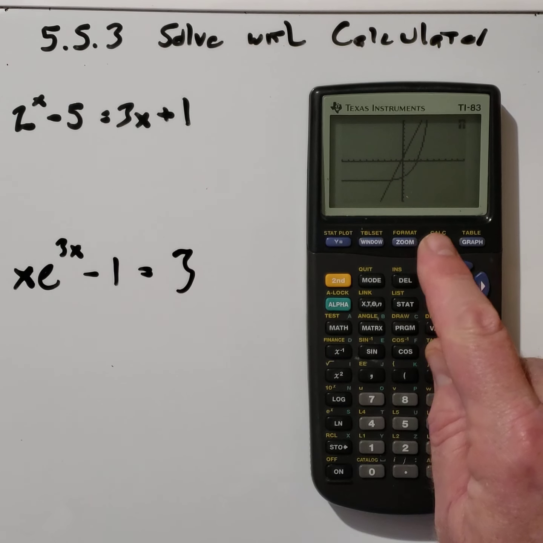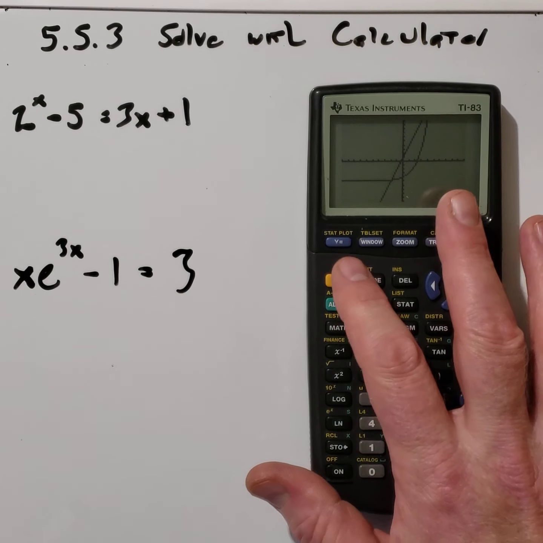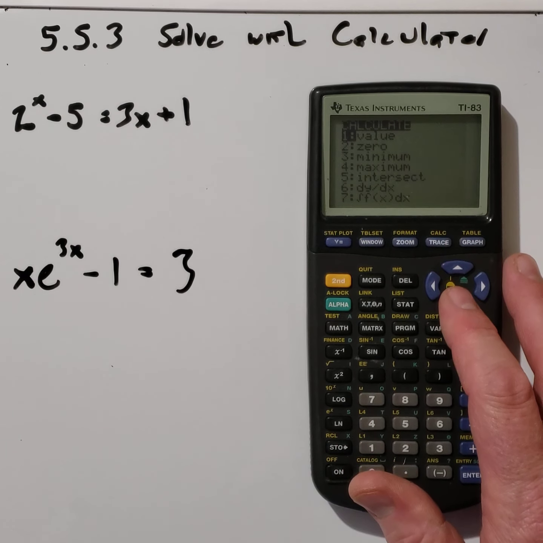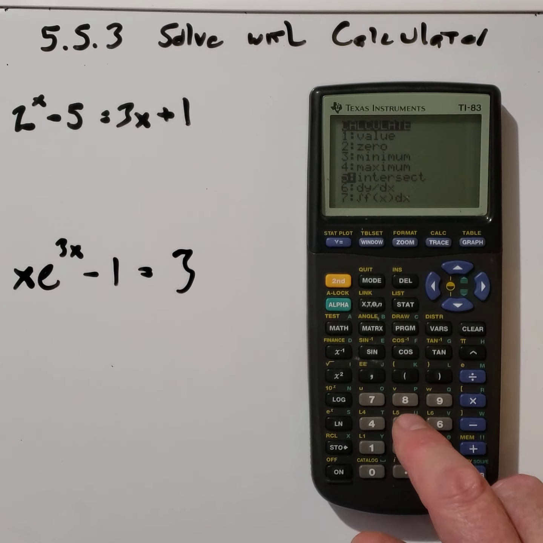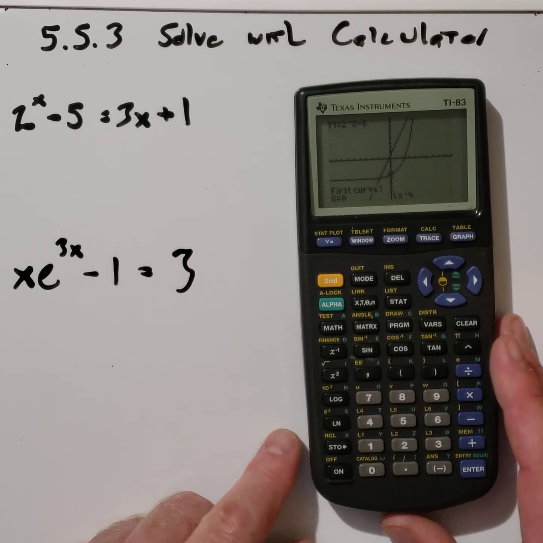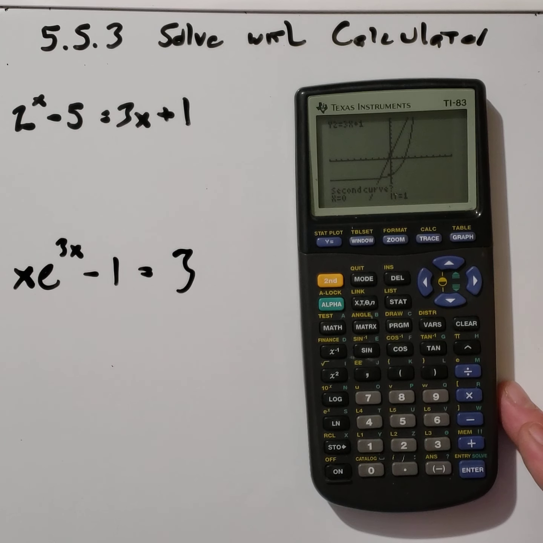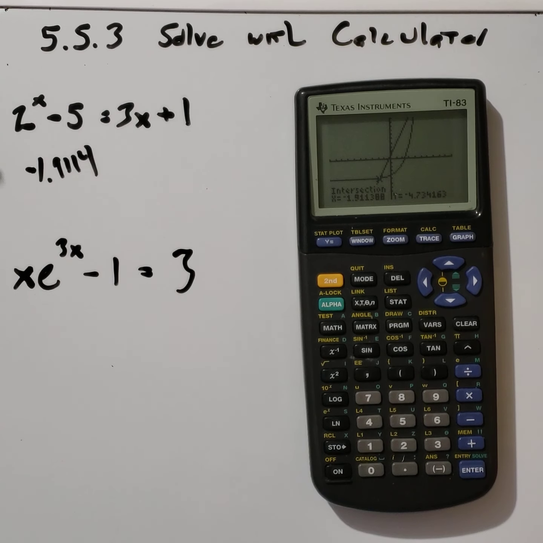So second calc 5. And what that does, let me go back to that. Second calc brings us to this menu, and we want to find where two curves intersect. So we hit 5 or arrow down to select that. And it asks us which curve. First curve is that one there, so enter to select it. Second curve, it selects the other one automatically, so enter. And then guess, we don't have to do that. And we get negative 1.9114 for our first answer.